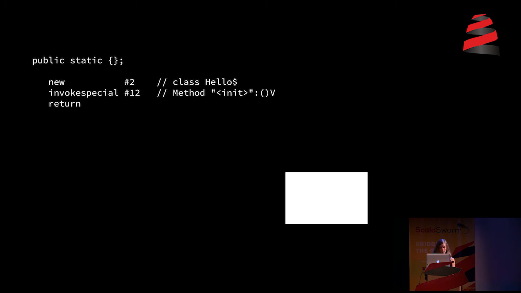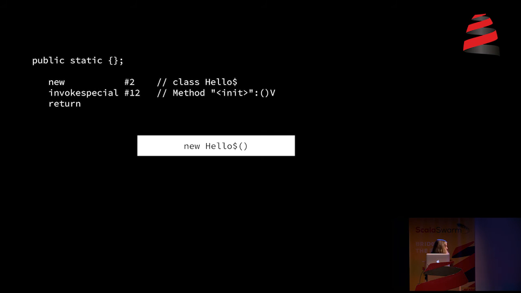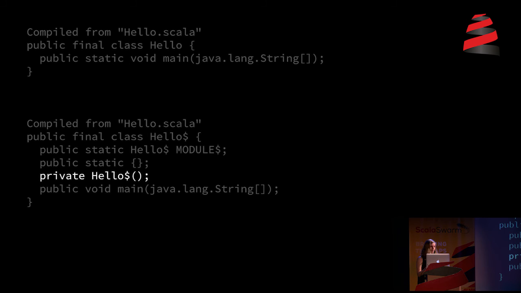So in the static block, the first thing that happens is the new command, which pushes a new instance of the Hello$ into the stack, and it is not initialized yet, just a new instance. Then invokespecial calls the constructor of Hello$. So it popped the element and called the constructor. So now this instance is initialized, and that's it. So it is equivalent to doing the following. And let's take a look at this constructor. And as you can see, it is a private constructor.